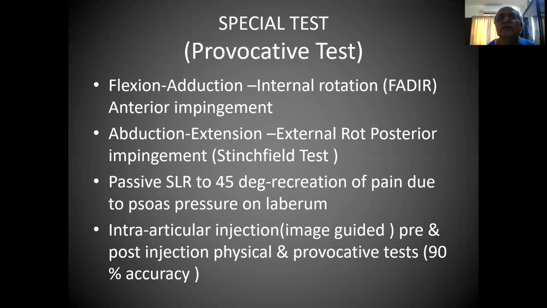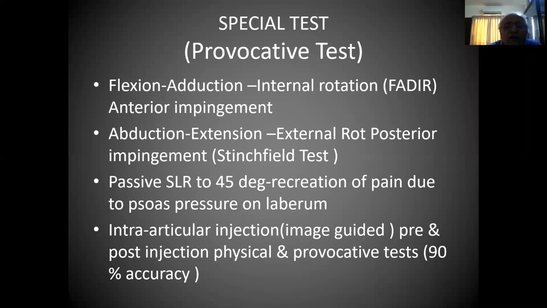FADIR, a very classical flexion, adduction, internal rotation test. The second is abduction, extension, and external rotation, where the posterior impingement takes place. Anterior impingement takes place in flexion. In extension, you get a posterior impingement, and that is known as the Stinchfield test. Then passive SLR to 45 degrees: recreation of the pain due to psoas pressure on the labrum is possible, but we don't use this test so commonly.